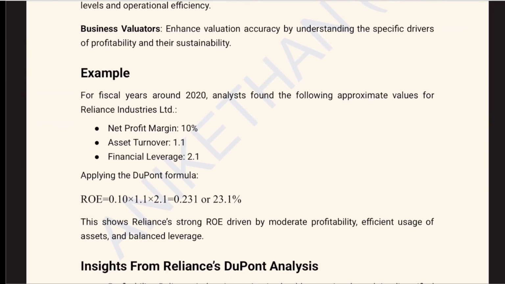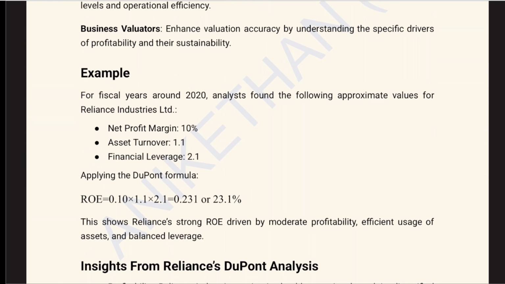Let's take an example. This is a real life example. This is the data of Reliance Industries in 2020. They have a net profit margin of 10%. That means I am investing 100 rupees and getting 110 rupees, so 10 rupees is my profit. That is the meaning of net profit margin. Then asset turnover is 1.1, and financial leverage is 2.1. So when I apply DuPont, I will get 23.1%.